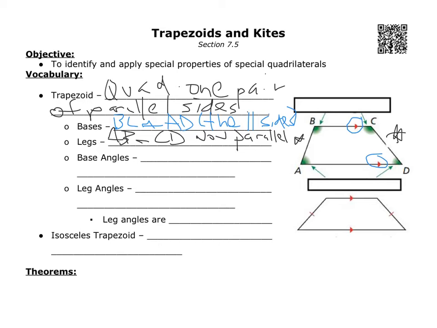Okay, and then you have your base angles, but we'll get to that in a little bit when we get to the next type of trapezoid, because there is another type of trapezoid, and it's called an isosceles trapezoid. Now, it's a trapezoid because it still falls under the same conditions as a trapezoid. It's a quadrilateral, meaning it has four sides, and it still has one pair of parallel sides.